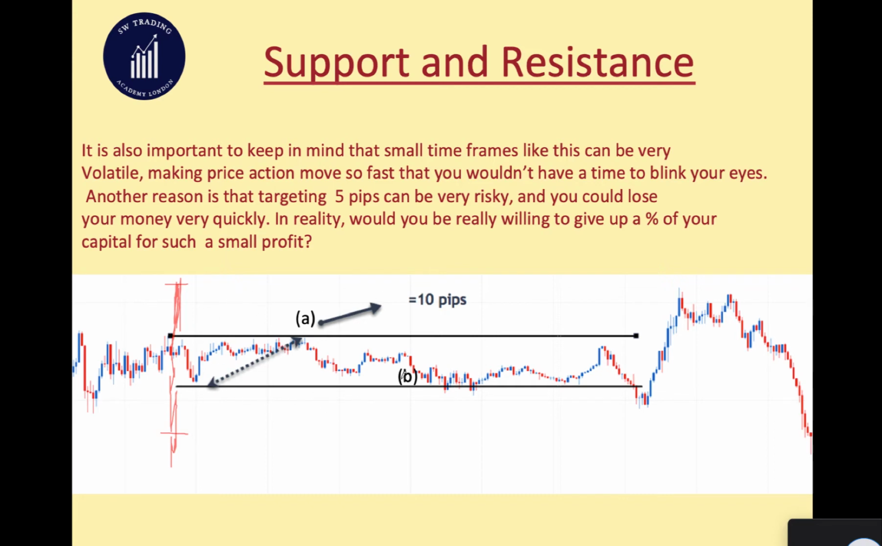The reason this is very risky is because in a 5 minute time frame, the volatility will be a lot greater than in a 1 day time frame. In a 1 day time frame, you only see one candle moving up and down, whereas here there are many candles going up and down very quickly. So if we take our trade here, for example, and our stop loss there, it's very possible for the market to go up and come back down very quickly. So this is why it's very risky. But then again, if you are lucky and trading in the direction of the market, you can make money very quickly. Another reason is that a target of 5 pips can be very risky and you can lose your money very quickly, like I said.